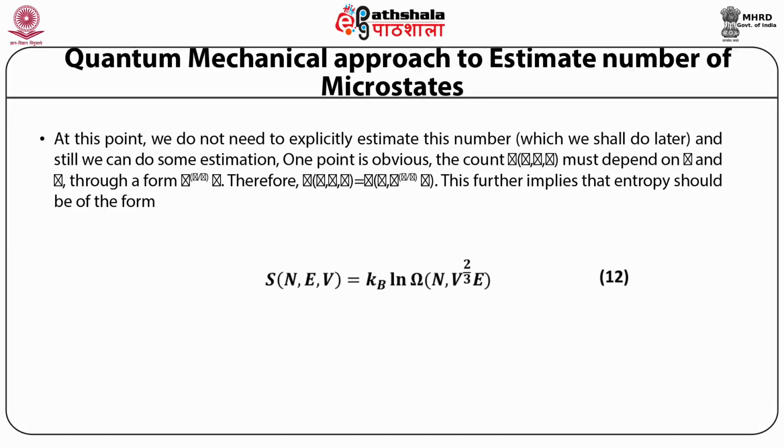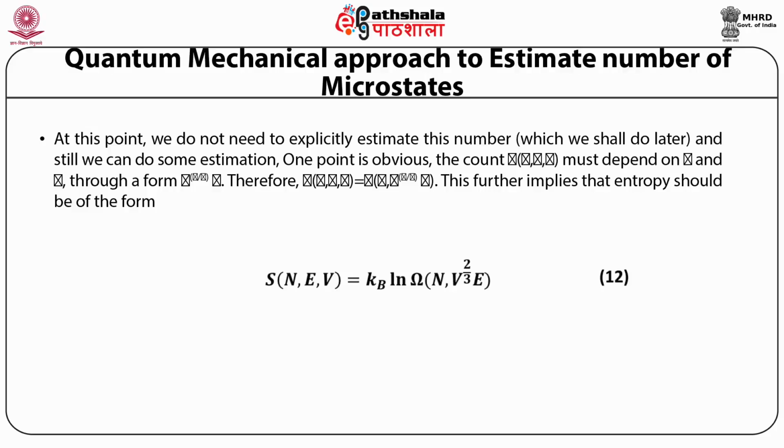One point is obvious. The count omega as a function of N, E and V must depend upon energy and volume through a form V raised to power 2 by 3 multiplied by E. Therefore, omega as a function of N, E and V becomes omega as a function of N and V raised to power 2 by 3 multiplied by E.